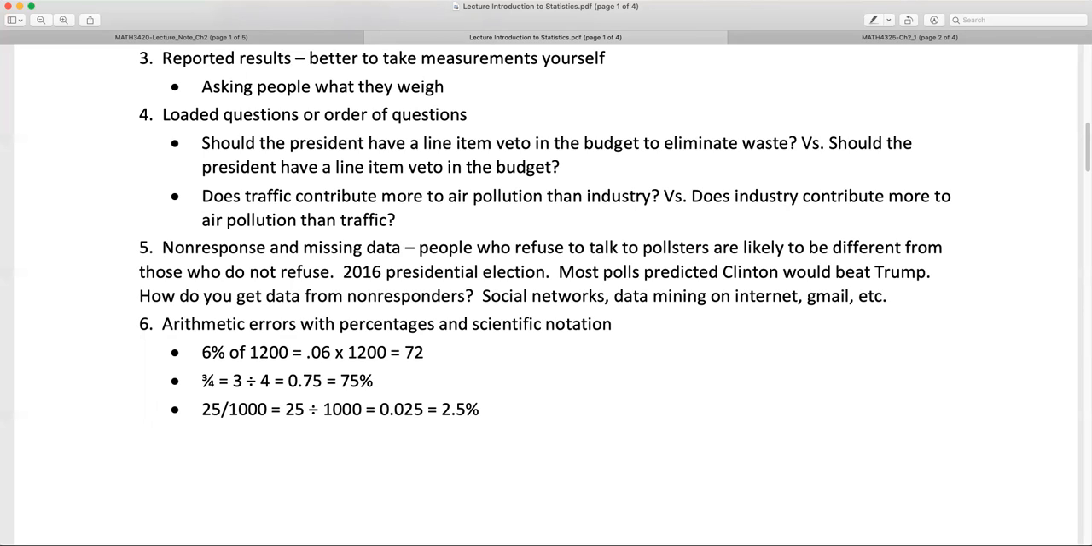In that poll, they couldn't collect the data from the non-responders.